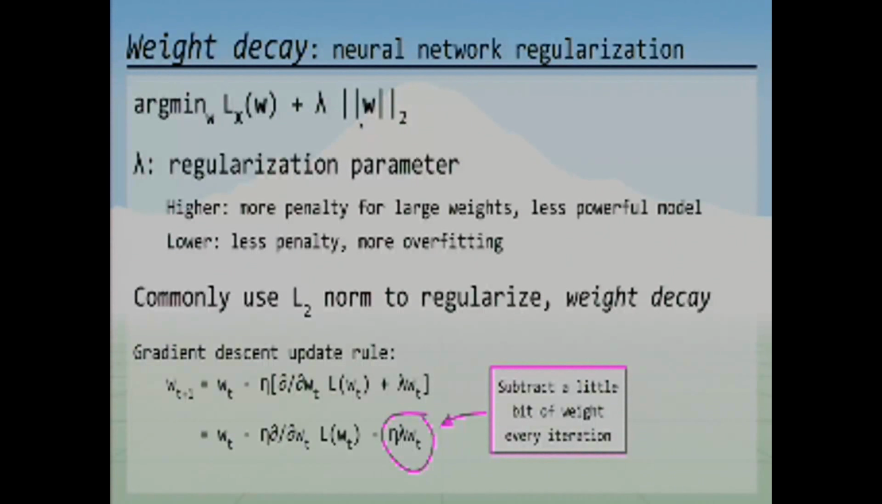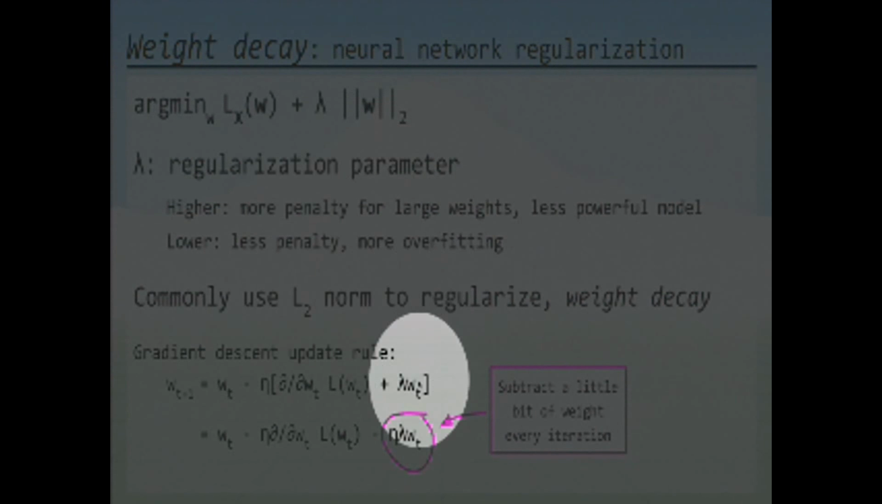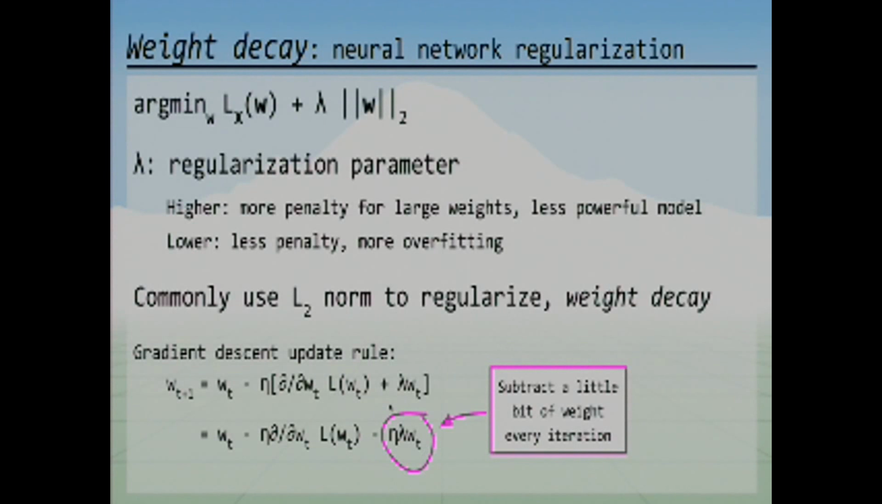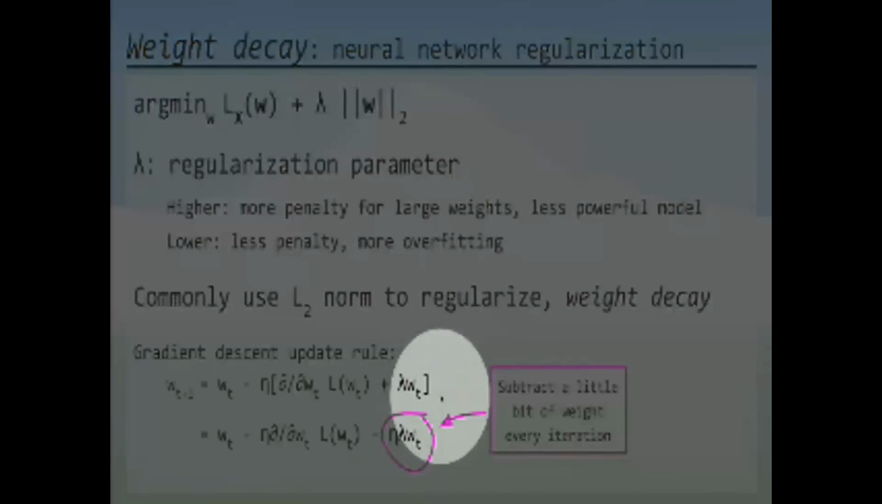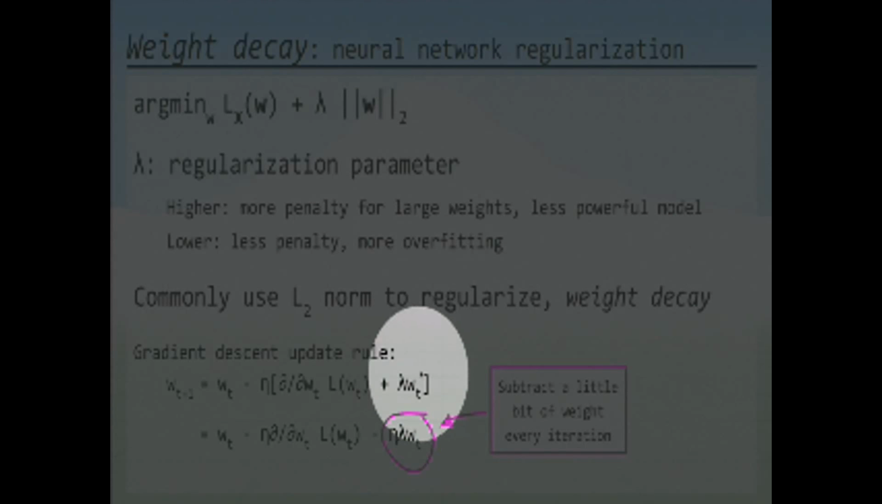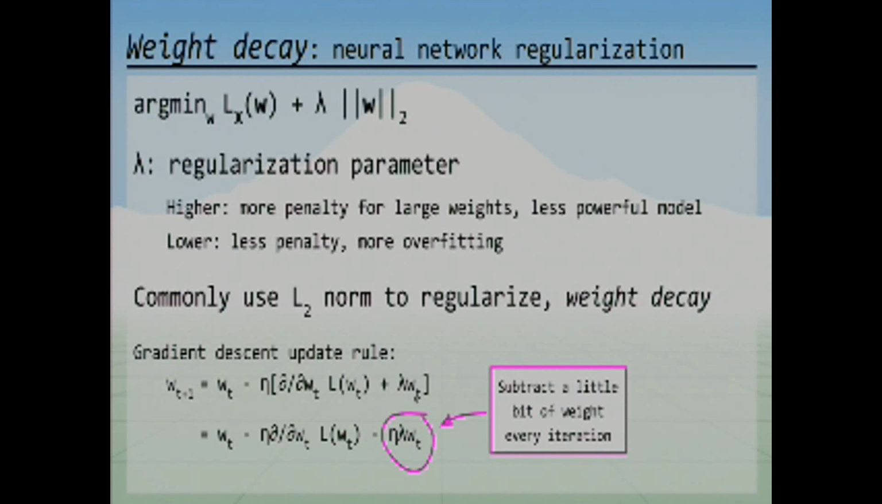And in practice, we often think about, but often don't write, 1/2 of the L2 norm. So the partial derivative of the L2 norm with respect to some weight is just going to be that weight itself multiplied by this scaling factor lambda.